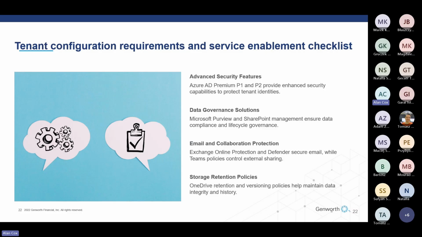If you've got an E5 SKU, use it to its full potential as possible, because you get a lot of great Purview stuff there. DSPM for AI, or DSPM now, is one of those that we'll look at in a second. All your email collaboration stuff, right? Defender, secure mail, all of that stuff. Of course, retention policies: what are we doing with OneDrive retention, versioning policies to maintain data integrity and history? Just additional considerations and tenant requirements.